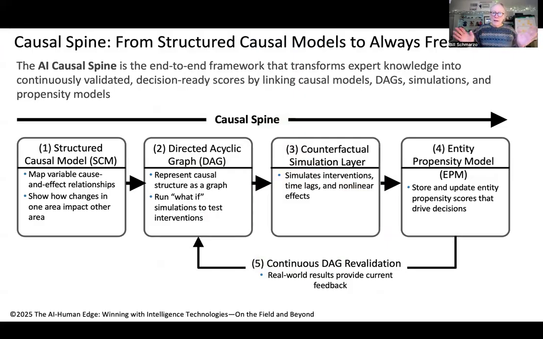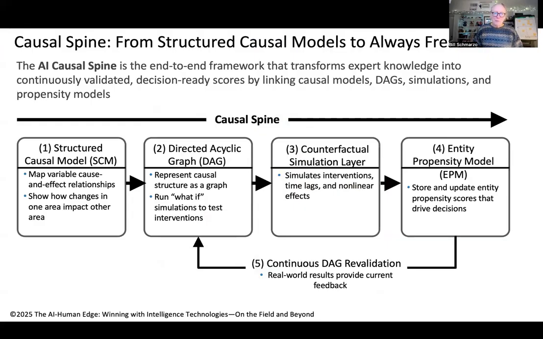I call it the causal AI spine, right? It's a process that we're going to go through to make sure that not only do we build a score that's based on causal factors that we're going to put into our entity propensity models, but we're going to also have a factor in place that allows us to keep those updated, not based on Bayesian or correlation-based factors, but based on causal-based factors.